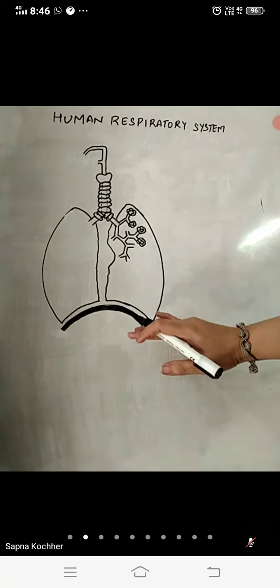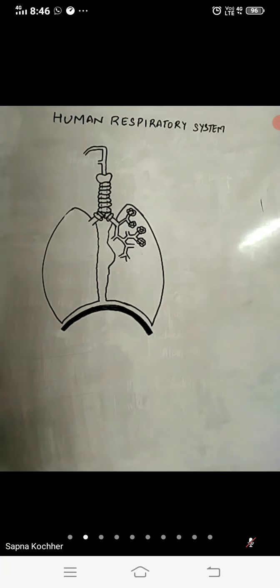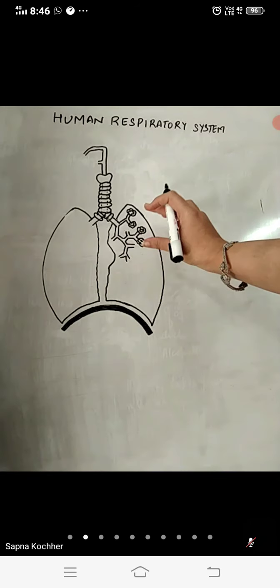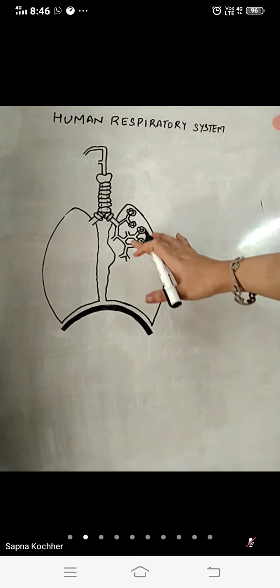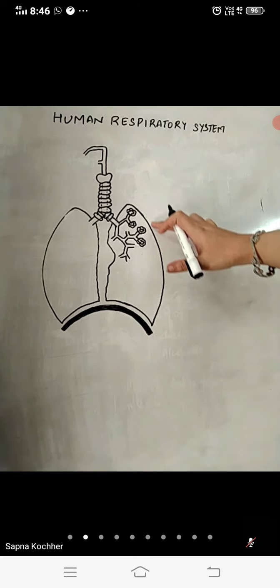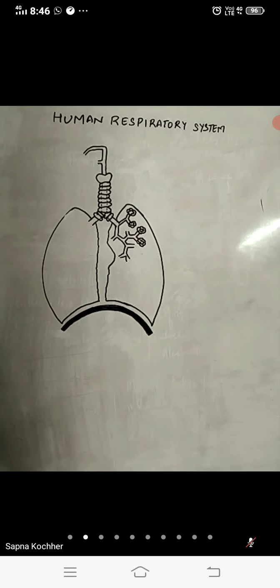You can fill up the hole, you can fill up both, but need not waste your time, because in the board exams you don't have that much time to fill it all. So you can just fill it by showing that these are profusely branched and at the ends they are having the alveoli. Okay, clear? So this is the alveoli.